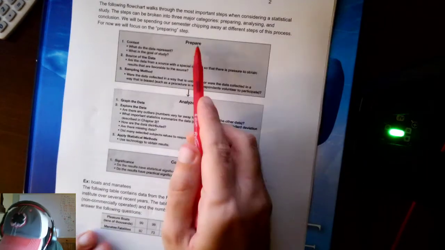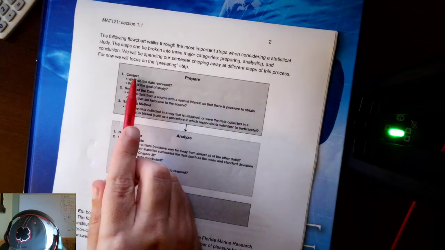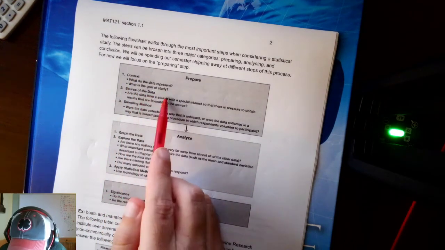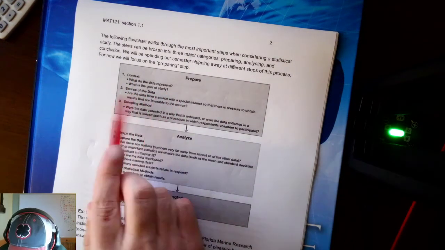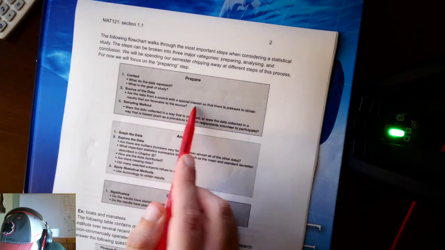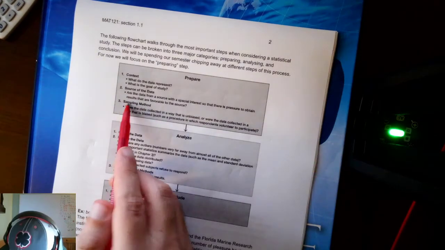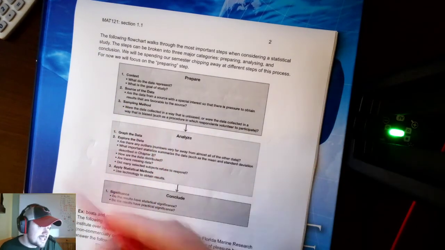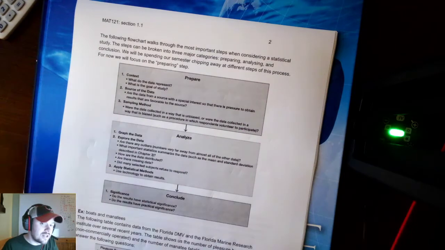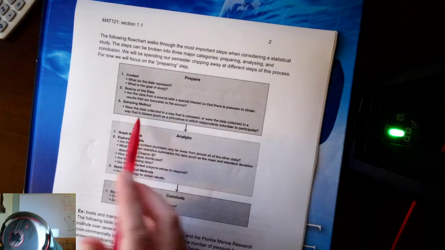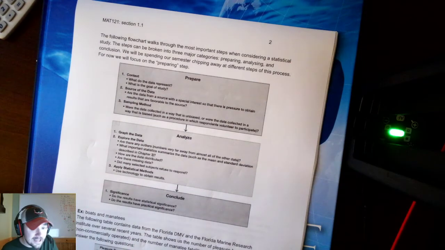So, in preparing, the first step is context. What does the data represent? What is the goal? The source of the data? Are the data from a source with a special interest, or there might be bias to obtain certain results? Sampling method. How was the data collected? Did someone just ask their friends? Did they do a rigorous sampling method? Did volunteers have a bias? Did the sample have a bias? That's how we prepare a study. How do we analyze a study?